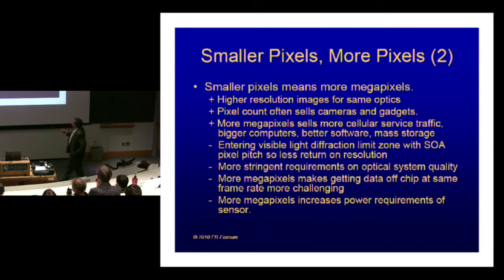And as I started to say before, smaller pixels means more megapixels, which is good from the point of view that higher resolution images for the same optics, it's nice to see better, more sharper. Pixel count often sells more cameras and gadgets. I mean, there's two cameras on the shelf, and one's a 1 megapixel camera and the other is a 10 megapixel camera. Which one are you going to buy? Well, actually, if they were like 5 and 6, you can obviously go with the 6. And that's just kind of marketing mentality that's taught us all to do that. Marketing is a very strong force. Not always logical, but very strong.